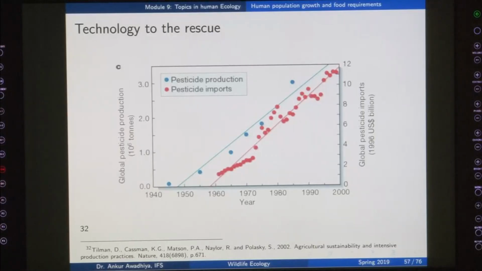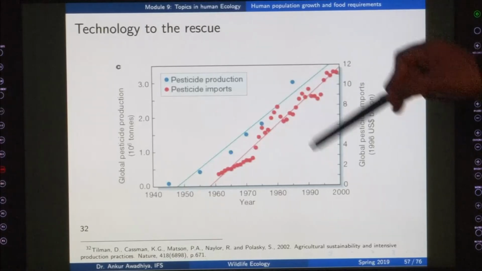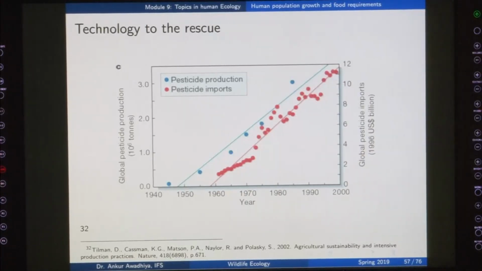So, we are producing newer and newer pesticides, and we are producing these pesticides in a very large amount, and that is being shown here, that the total amount of pesticides being produced has been increasing, and the pesticides being imported in different countries is also increasing. So, there is a huge demand for pesticides.